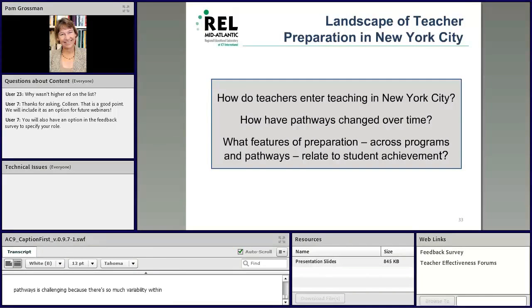So we wanted to look at what features might cut across those pathways that would then identify leverage for improvement of teacher education. I also want to mention that this study was initially motivated by people at the City University of New York who were interested in looking at what was happening in New York City. They were one of the first to recognize these changes in the preparation for teaching and were curious to learn more about that.